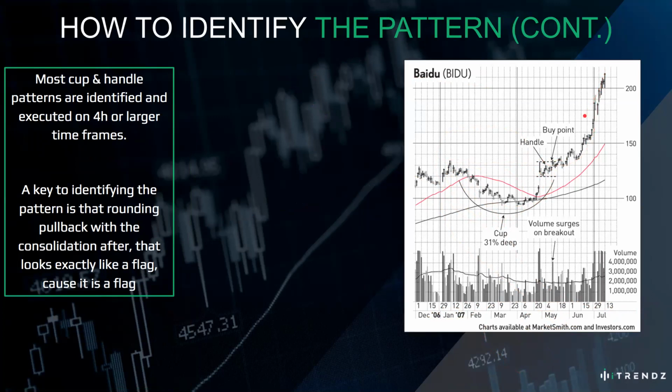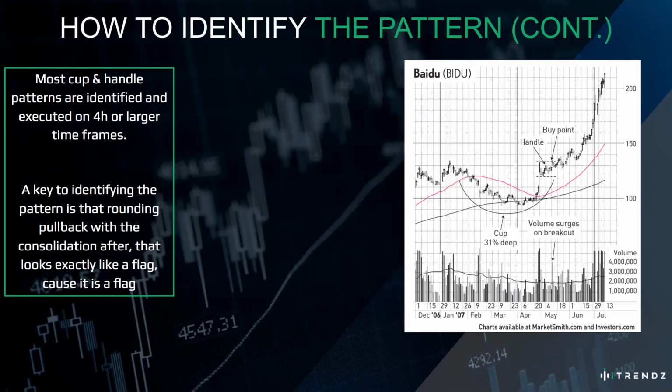This is a continuation pattern. Most cup and handle patterns are identified and executed on 4-hour or larger time frames, generally speaking. A key to identifying the pattern is that when it's rounding the pullback after they consolidate, that looks exactly like a flag. So when you are trying to identify it, you've got the rounding of the cup and it's going to form that flag in there. So you might be looking at a flag in a chart that is actually part of a cup and handle pattern.